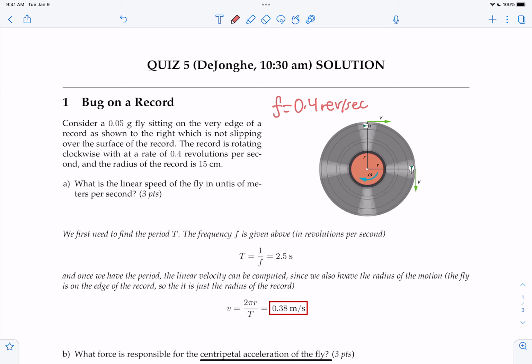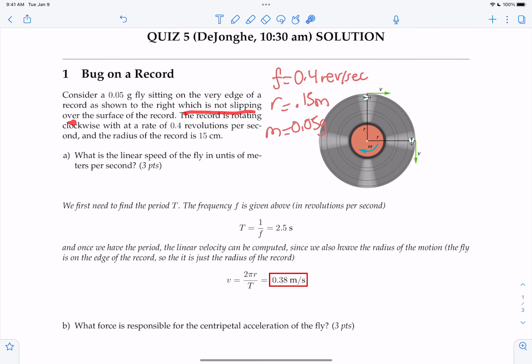So we also have our radius, which is 15 centimeters, and we know that usually we want to have things in meters per second, as they want in part A. So 15 centimeters is going to be 0.15 meters, right? And we have our mass, which is 0.05 grams.